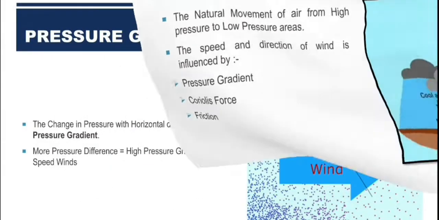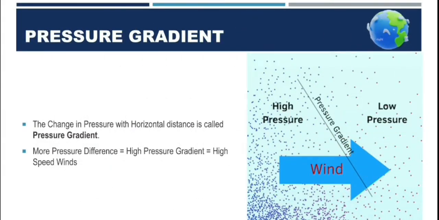So, first of all, we will look into what the pressure gradient is. Pressure gradient is simply the pressure difference between two places horizontally, and if the pressure gradient increases, the wind moves faster, and if it decreases, the velocity of the wind decreases.